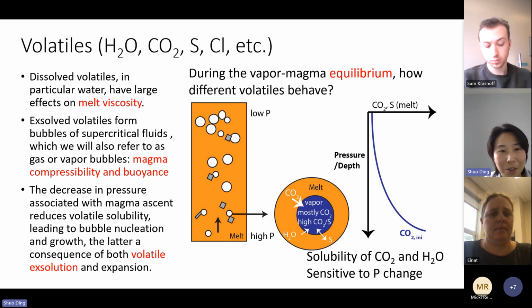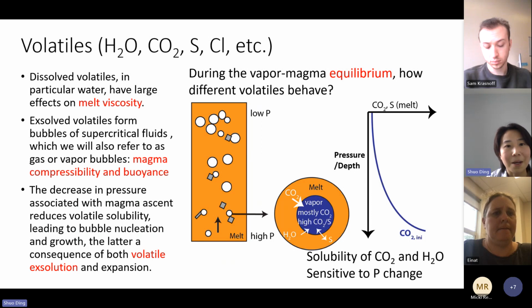We care about these volatiles because they are essential elements that play an important role, particularly in regulating our surface temperature. For example, the atmospheric CO2 level affects the surface temperature in the long run over geological time scales. And for sulfur, volcanic degassing releases large amounts of SO2 to the atmosphere that could cause short-term but very significant global cooling.